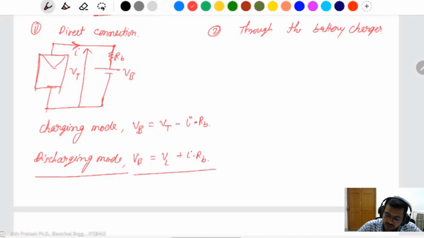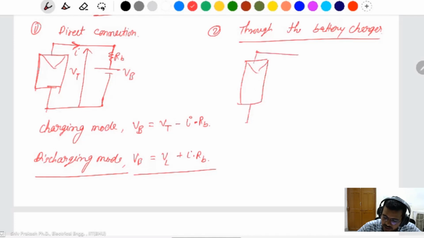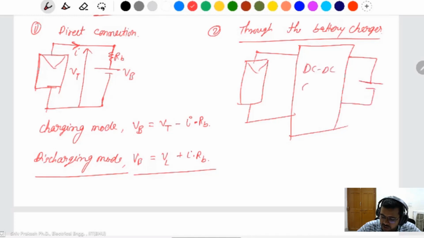So the battery charger means the charger controls between the solar panel and the battery. This is actually a DC-DC converter working as a battery charger. This is the battery; if you want to take the internal resistance, this is the internal resistance.